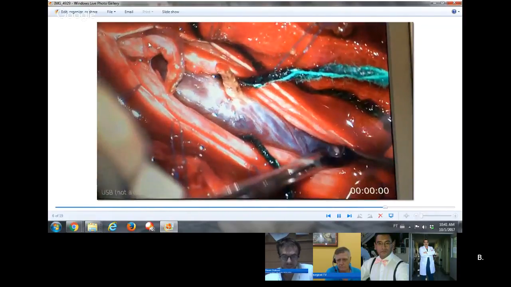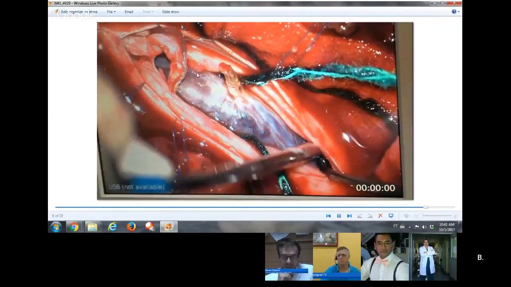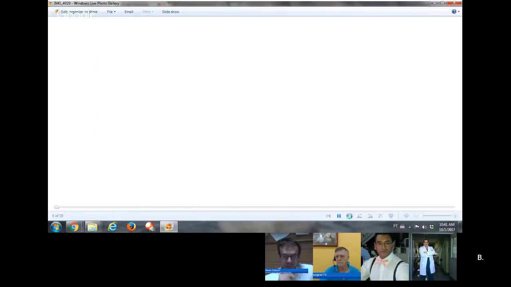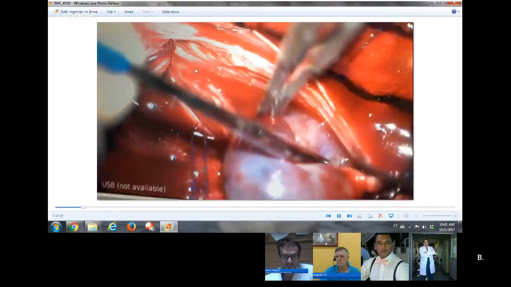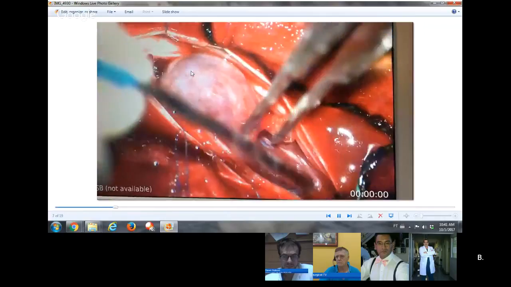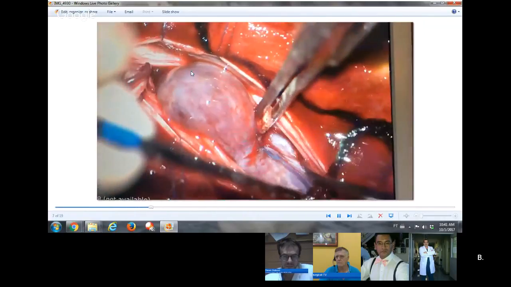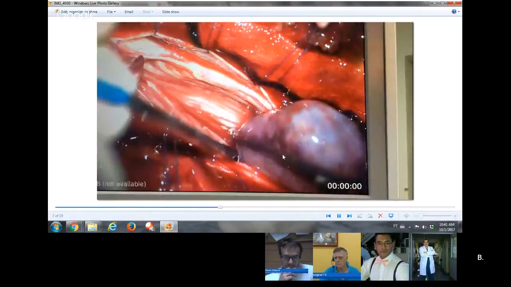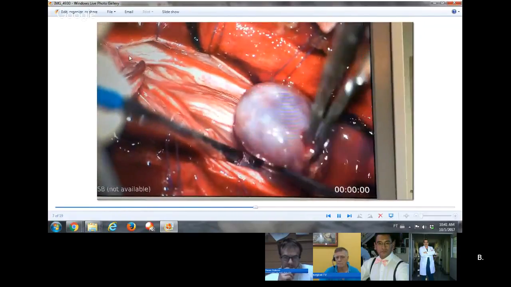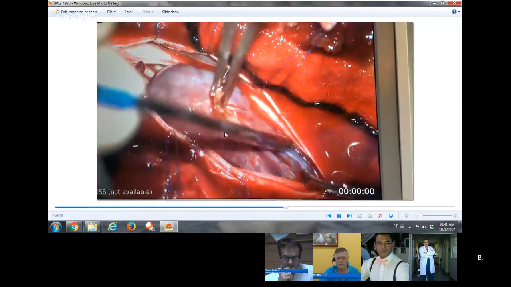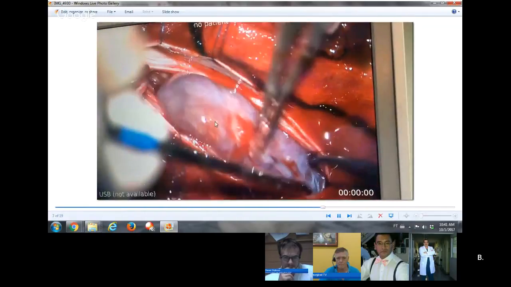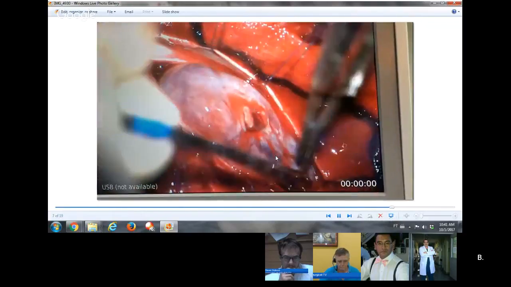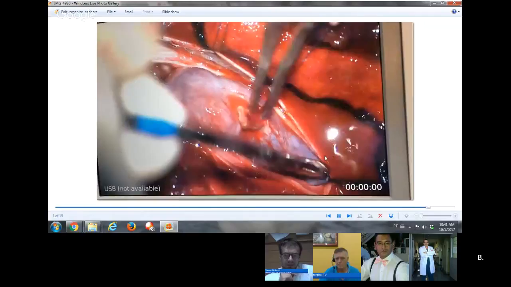We have cut this filum after coagulating, and this is after we are pulling the lesion, and this is the tumor. This is the cauda equina, and this is the lesion. Yeah, it's really big.